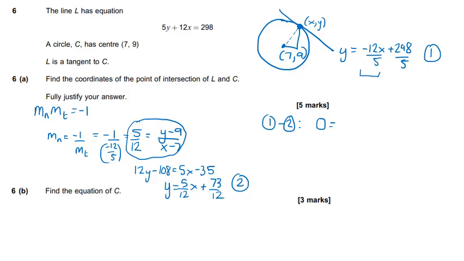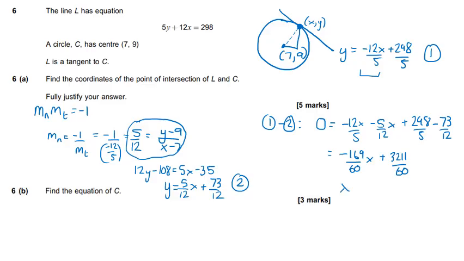So I get 0 from y minus y. I get minus 12x over 5 minus 5 over 12x. And then I've got plus 298 over 5 minus 73 over 12. Okay, put things over common factors, and you get minus 169 over 60x plus 3211 over 60. And if you solve that, you get x is equal to 19.